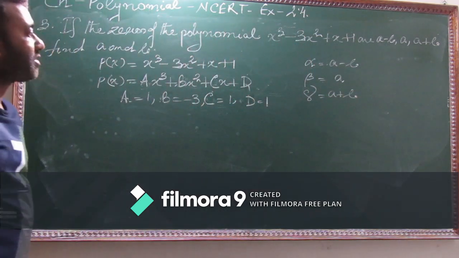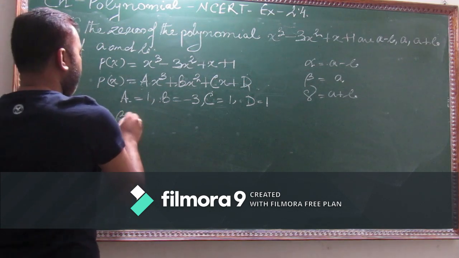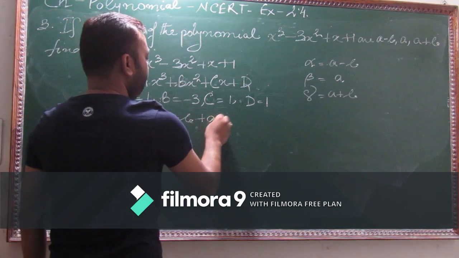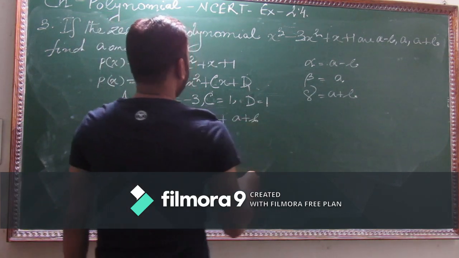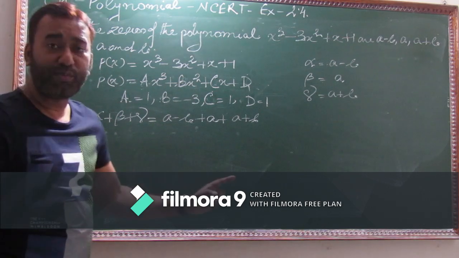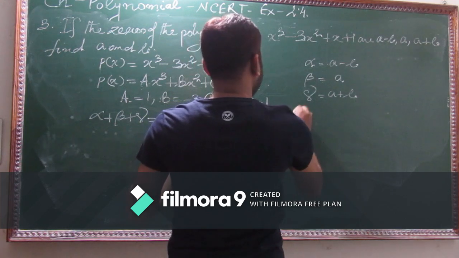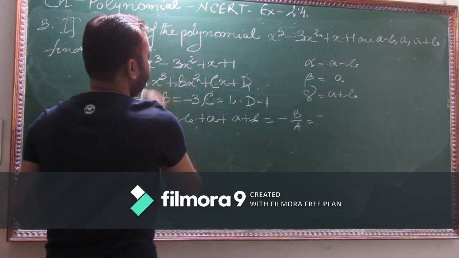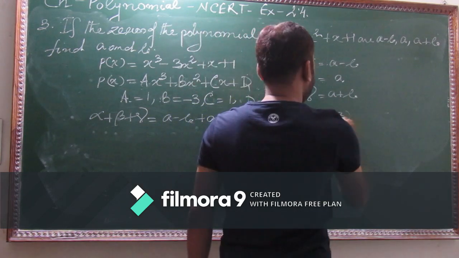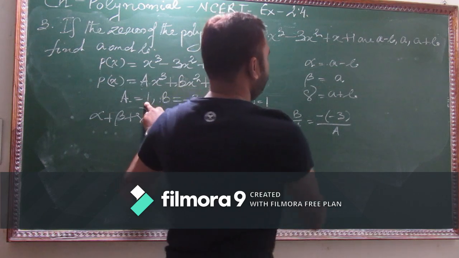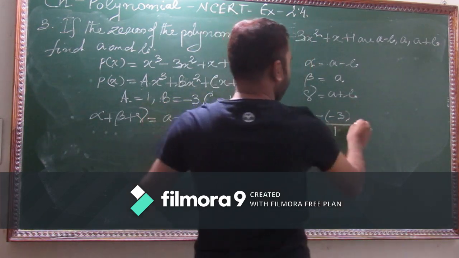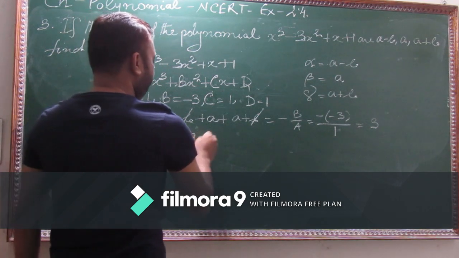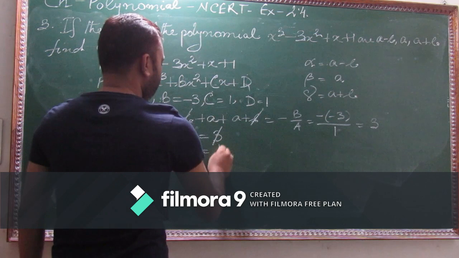Any problem? First we have to find alpha plus beta plus gamma. My alpha is A minus B, my beta is A, and my gamma is A plus B. You know that alpha plus beta plus gamma is equal to minus B by A. Here minus B is minus 3, so this is minus of minus 3 divided by A. A is equal to 1, so it is cancelled. This is 3. Minus B and plus B are eliminated, so thrice A is equal to 3. A is equal to 1.